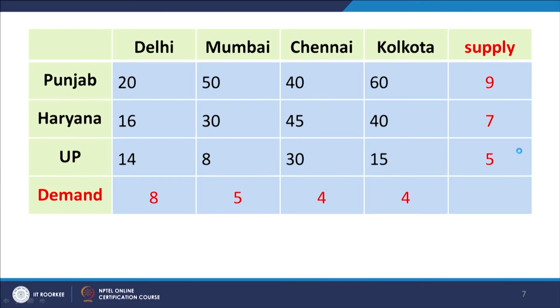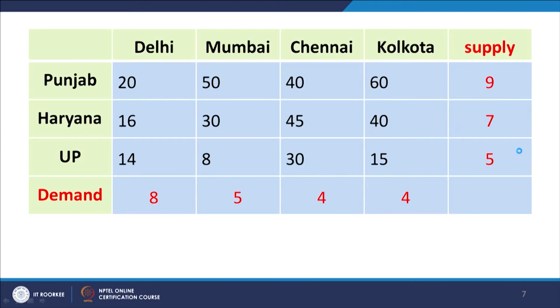Now, the data that has been given to us is shown here in this table. At the top we have Delhi, Mumbai, Chennai, Kolkata, and at the left hand side is Punjab, Haryana and UP. The data that has been given to us is 20, 50, 40, 60, 16, 30, 45, 40, 14, 8, 30 and 15. Also, the supply at the sources, that is Punjab, Haryana and UP, is given as 9, 7 and 5, and the demand is also given as 8, 5, 4 and 4.